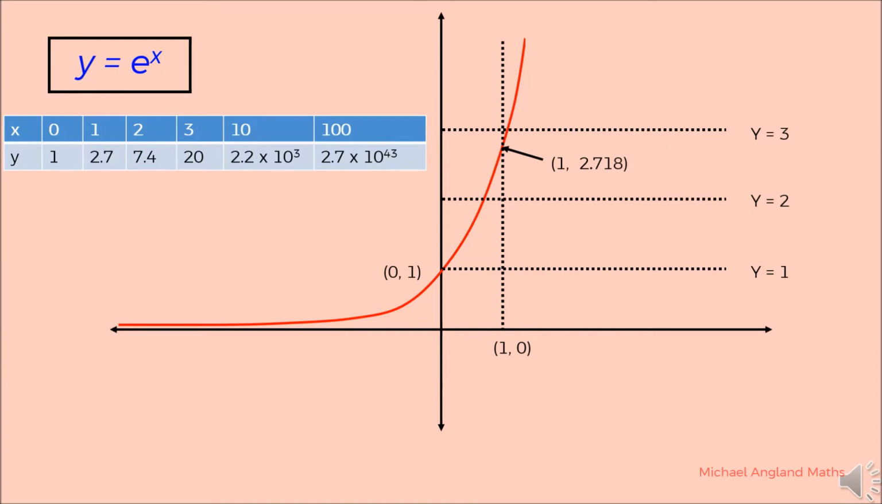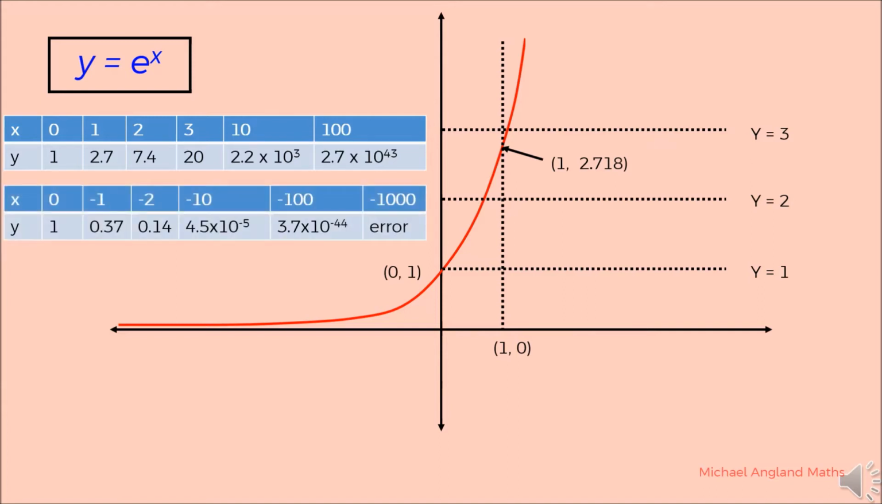If we look at x is equal to 2, we get an approximate value, which is now off the graph here, of 7.4. For x equals 3, we get a value of approximately 20. For x equals 10, we get a value of approximately 2,200. And when x equals 100, we get a value of 2.7 times 10 to the 43, which is a 1 with 43 zeros after it. So the growth of this curve is phenomenal once we begin to get into larger values of x.